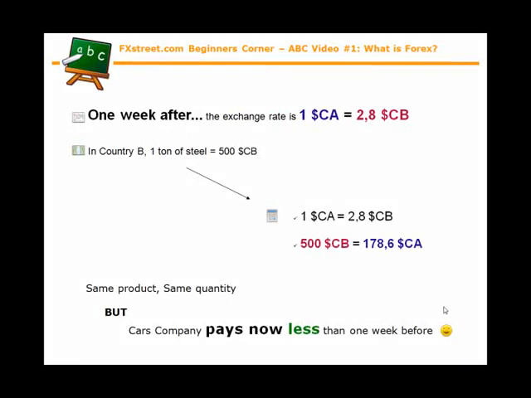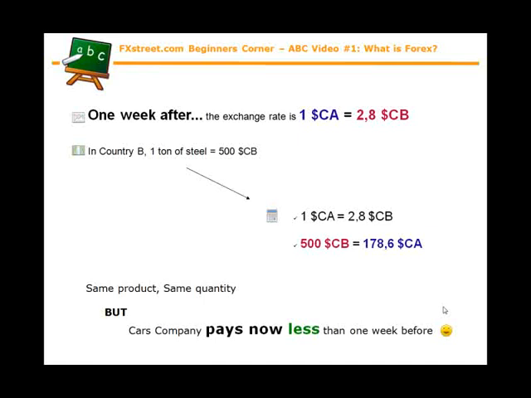One week later, the car company has to buy more steel, but the exchange rate has changed, and as we will see later, those rates are fluctuating all day long, all the time. So now 1 of currency A equals 2.8 of currency B. For the exact same product and the same quantity, the car company will now pay 178.6 of its local currency, paying less than 1 week before. That is due to the changes in the exchange rate that now go in favor of the car company.